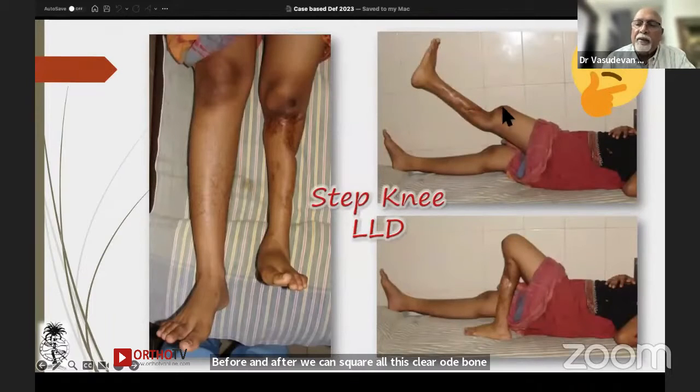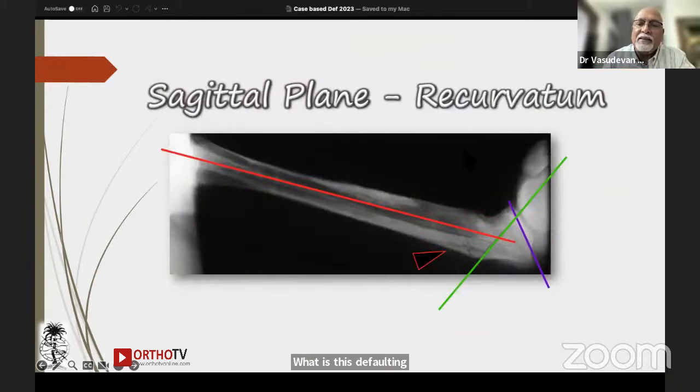He can squat, all the sclerotic bone has completely disappeared. This is a step knee. You can see a knee joint and a step here. What is this deformity? It's a sagittal plane recurvatum deformity. So this was the magnitude of the deformity. So I have to do an osteotomy here and bring it here.